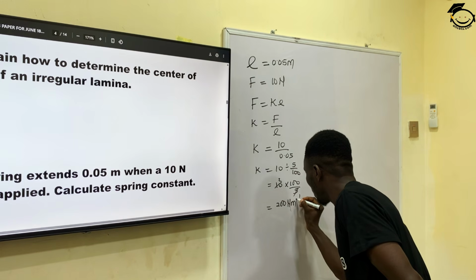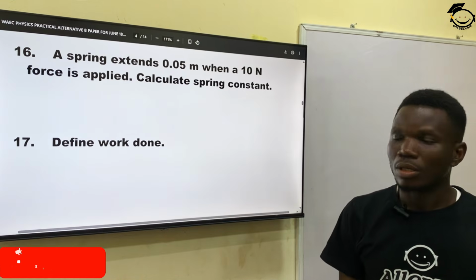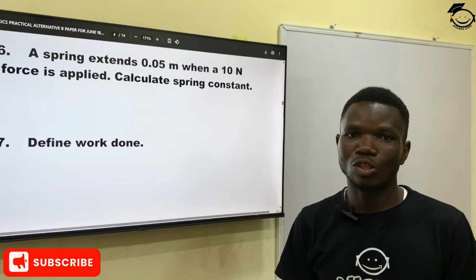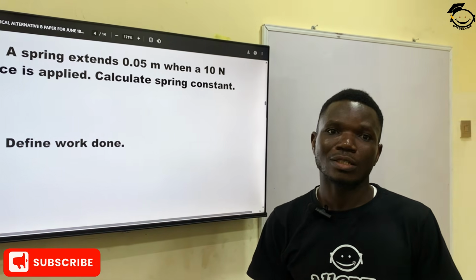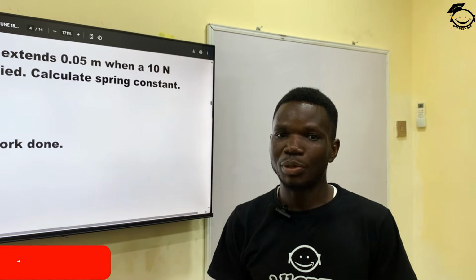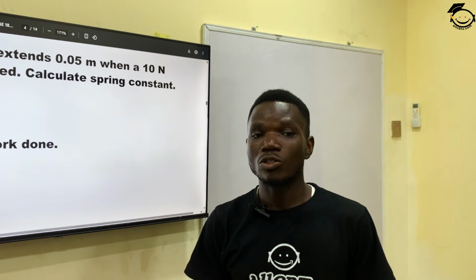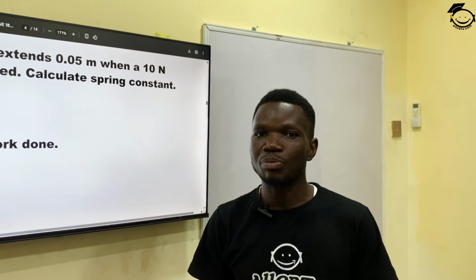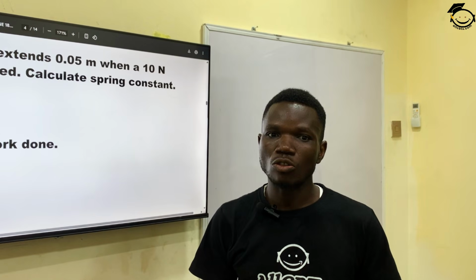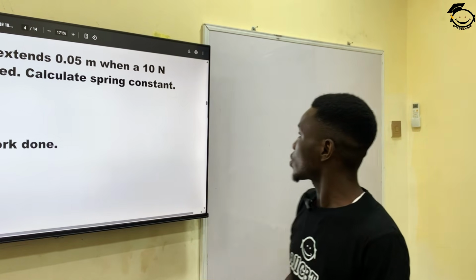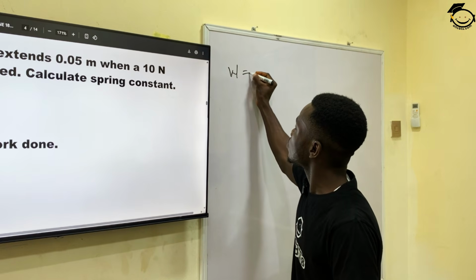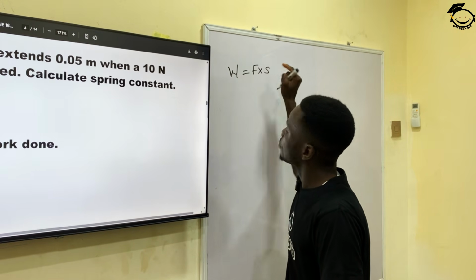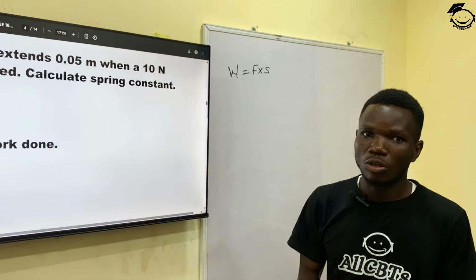Newton per meter. Moving on to the next question. Question number 17 says, define work done. Someone might say that work is said to be done when energy is expended, but that is not all. Work can also be defined as the product of force and displacement, and it takes place in the direction of the force applied. That is to say that work done is equal to force times displacement, and it takes place in the direction of the force.